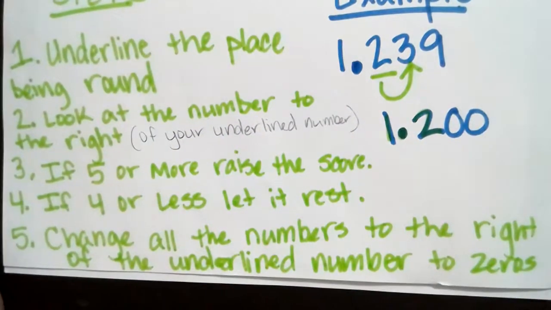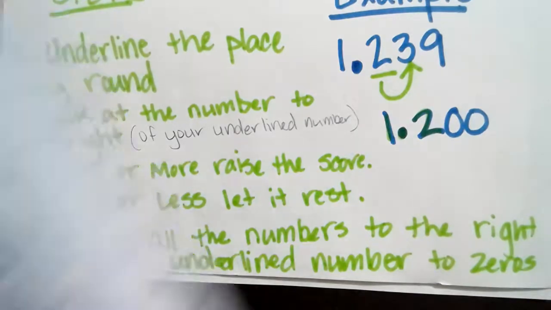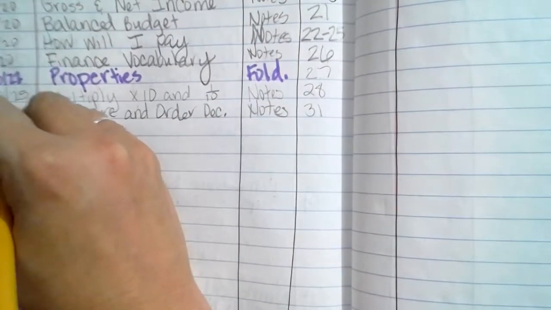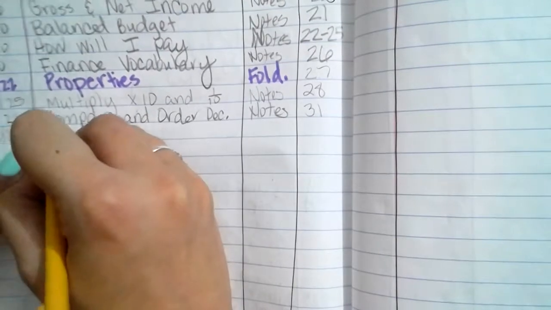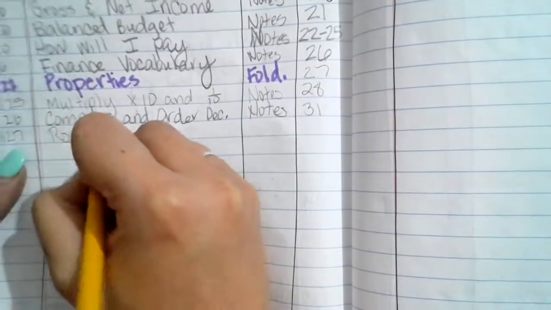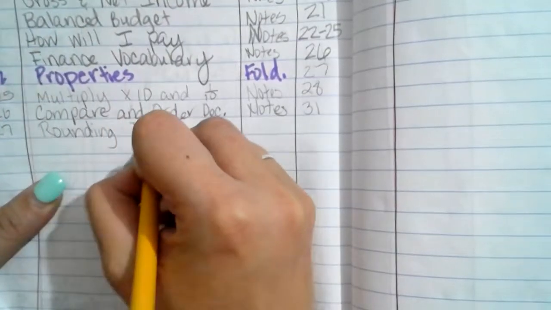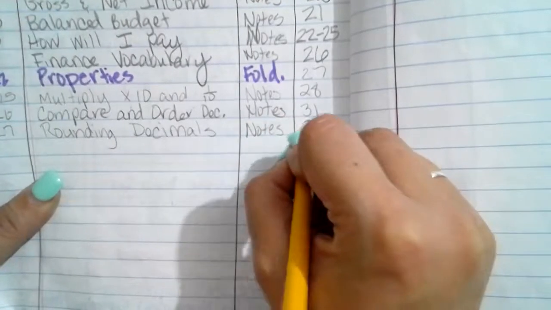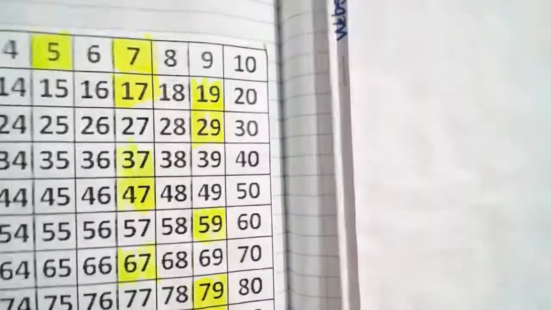All right, you're going to fold this. You are going to place it into your math log labeled rounding decimals for your notes section. So rounding decimals. So this is going to be 1027 rounding decimals. Notes. And I'm on page 32. Okay. So again, you're going to glue that into your notes section, rounding decimals. All right, now you're going to go to your try it.